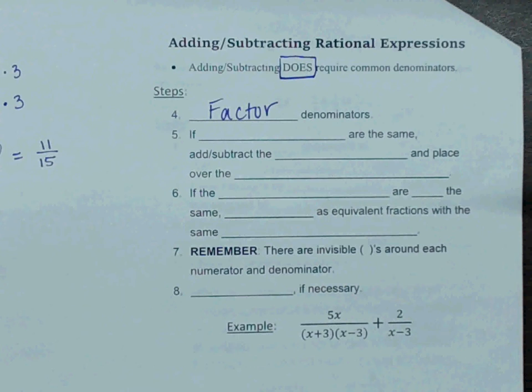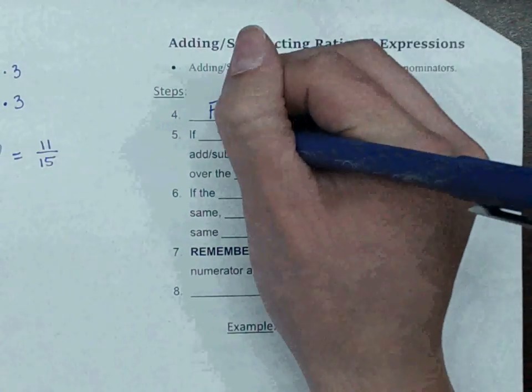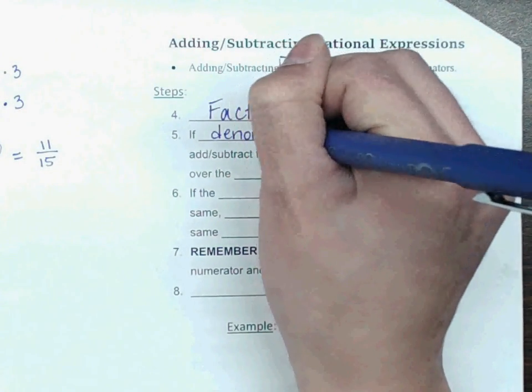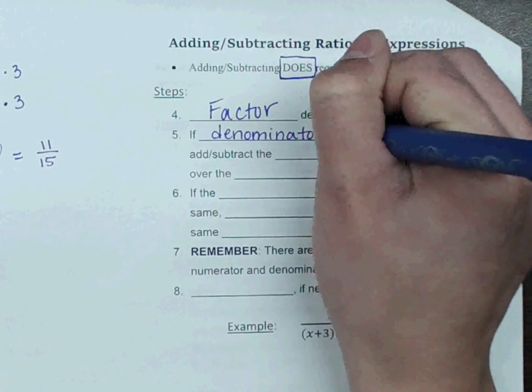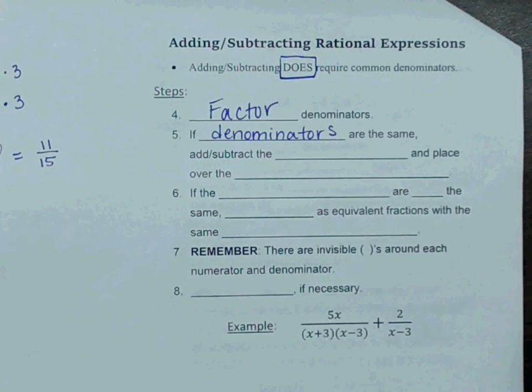If you factor your numerators, it's not the end of the world. It's just going to put more work on you in the end because you'll have to end up foiling them back out. So we're going to start with factoring our denominators. And then if the denominators are the same, then we pretty much are done, right? It's just like when we did fractions.